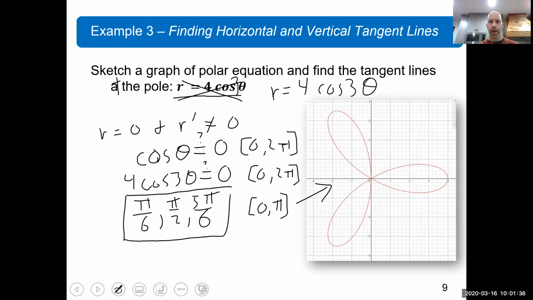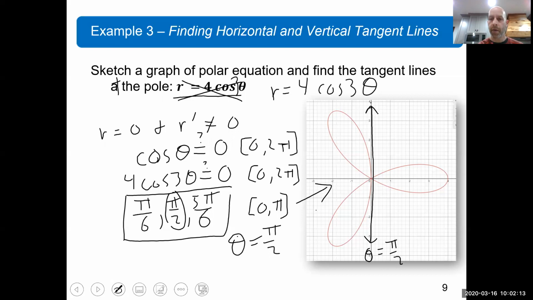So it turns out that, for example, let's do pi over 2. Pi over 2, well, what is that? Well, that would be the line. Remember, our theorem says that theta equals alpha, so theta equals pi over 2. Well, that's the same thing as saying theta is 90 degrees. So guess what this is right here? This line right here. This is theta equals pi over 2. And guess what that is? That is a tangent line at the pole.